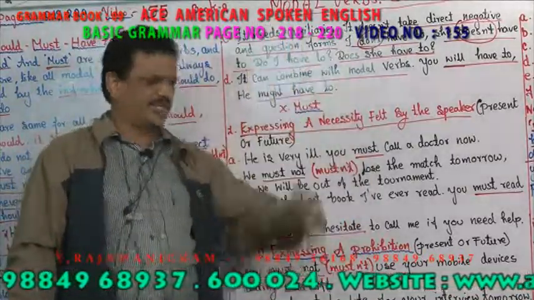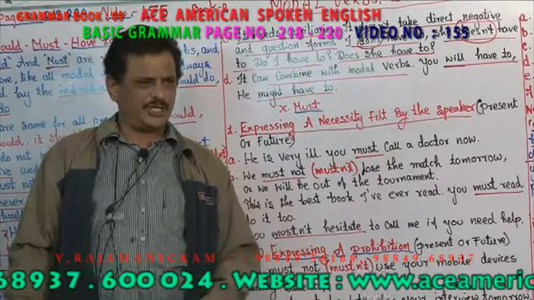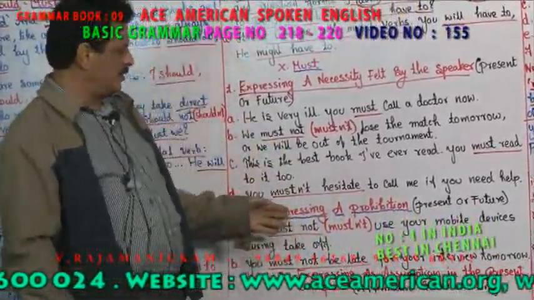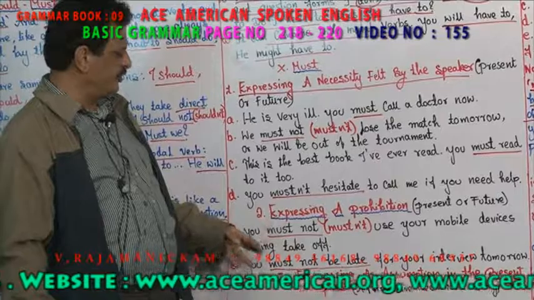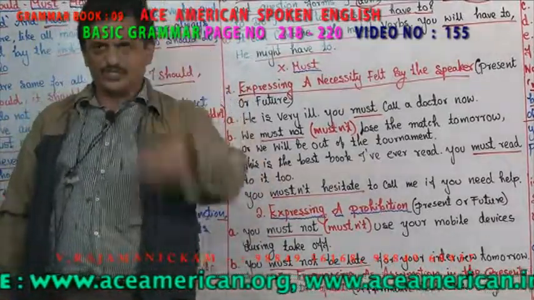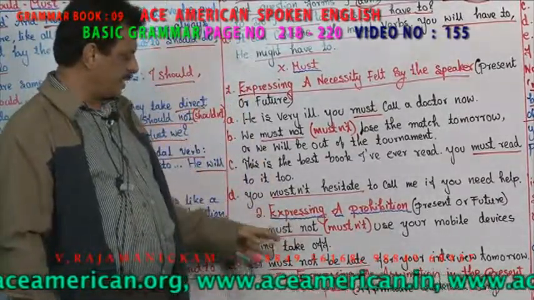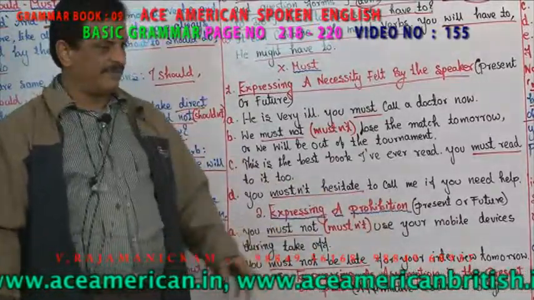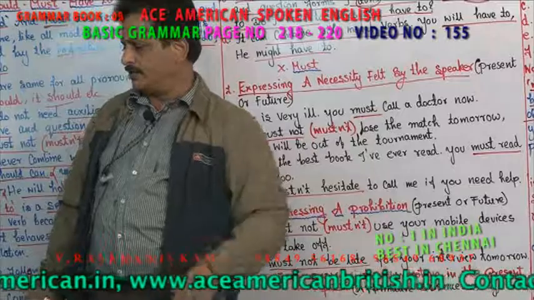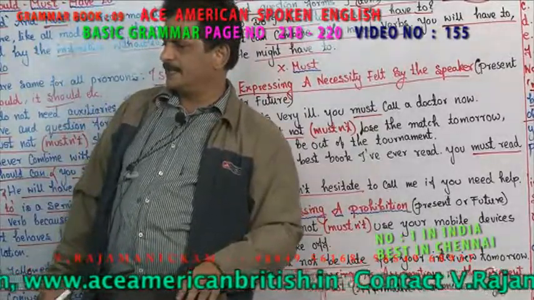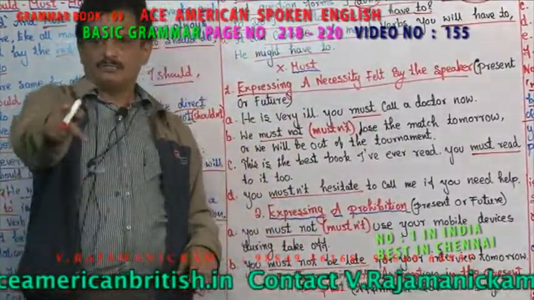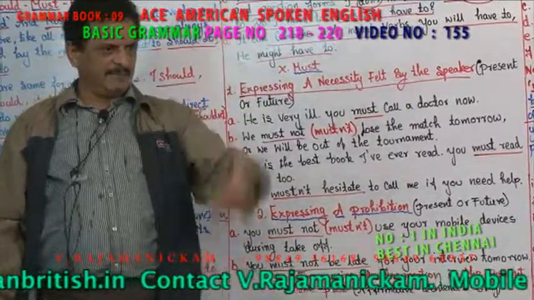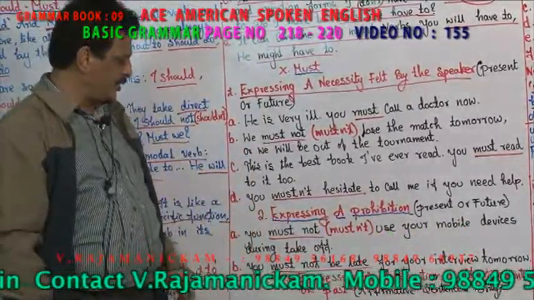Expressing a prohibition. What do you mean by prohibition? Stopping. So you want to stop it, in present or in future. There you are using must not. You must not or mustn't use your mobile devices during takeoff. When the aeroplane takes off, you mustn't use the cell phone. You mustn't use the cell phone in the class. It is a prohibition. For prohibition, you are using mustn't.